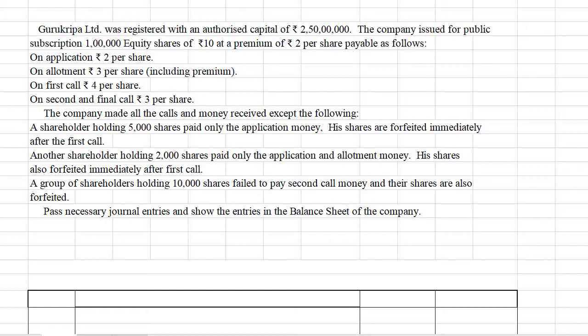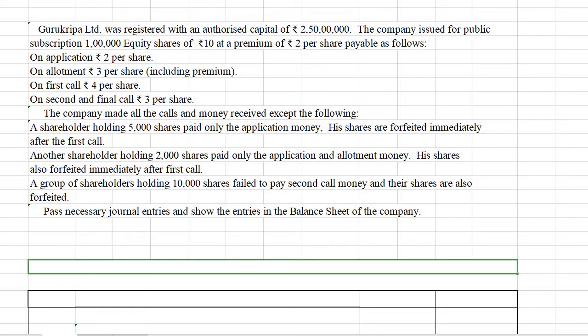Then a group of shareholders holding 10,000 shares failed to pay the second and final call and their shares are also forfeited. That means they failed to pay the second and final call money, so their shares are forfeited after making all the calls. So what we have to do is pass the necessary journal entries and show how the items will be shown in the balance sheet. So let us draw the company balance sheet in the books of Guru Kripa Limited.